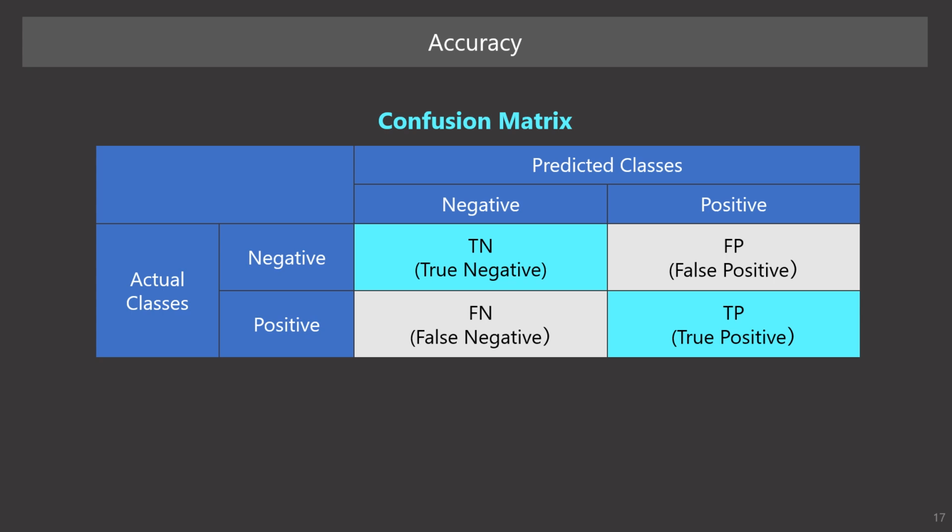So, the proportion of the sum of true positives and true negatives in the total observations represents the proportion of correct prediction. It is called accuracy, the most popular metric of a classification model's performance. It can be computed by this formula. Accuracy quantifies how identical the actual classes and the predicted classes are.